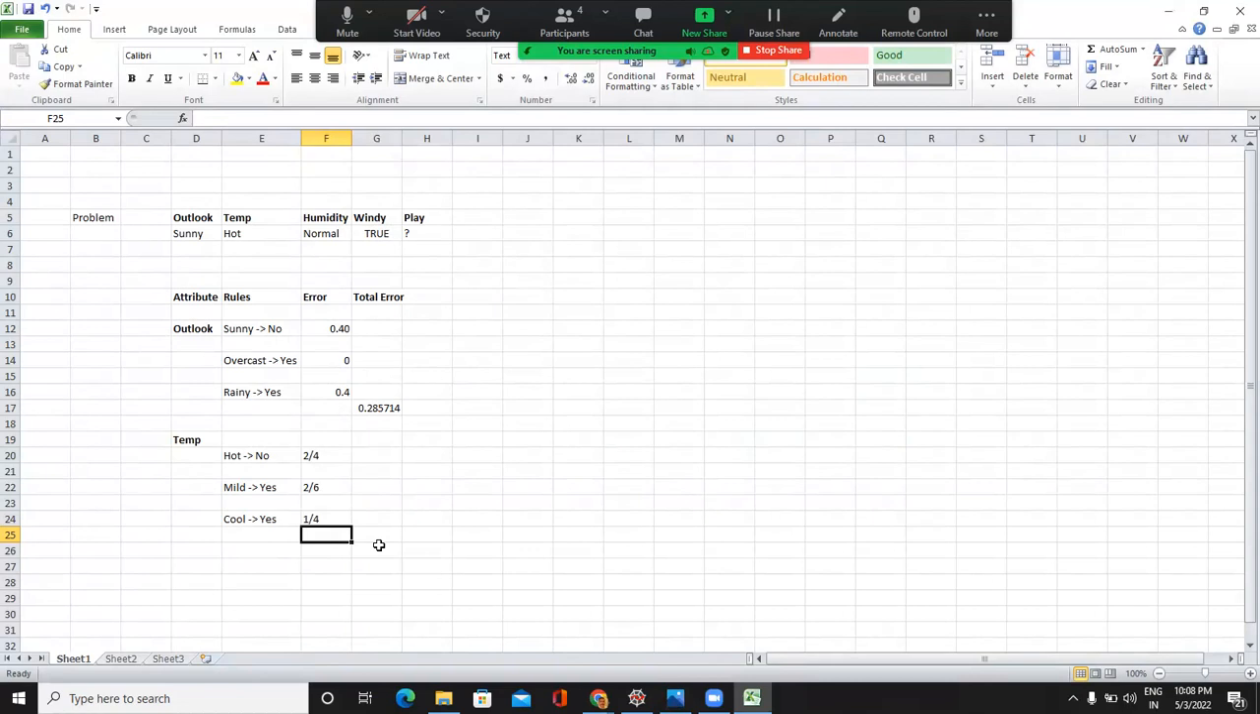Yeah. So then again, we will calculate the total error, which will be 2 plus 2 plus 1, that is 5, divided by again 14. Yeah, 4 plus 6 plus 4, 14. Similarly, we will do this with humidity.